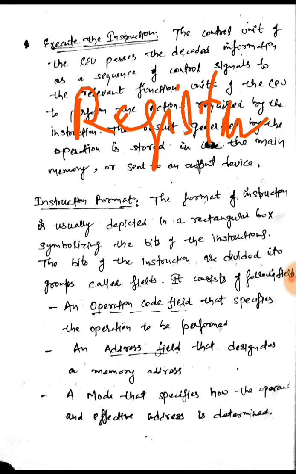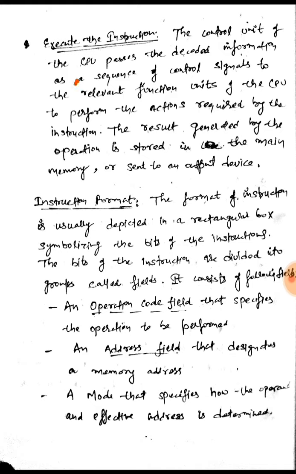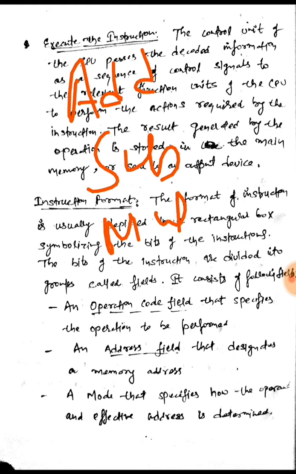So if we are fetching our data from the main memory, then a large number of bits would be required in the instruction format. The bits of the instruction are divided into groups called fields. So there will be fields like the operation code field, that is the opcode field, that specifies the operation to be performed. There can be different types of operations, that is arithmetic operations like add, subtract, multiplication, division, and so on.